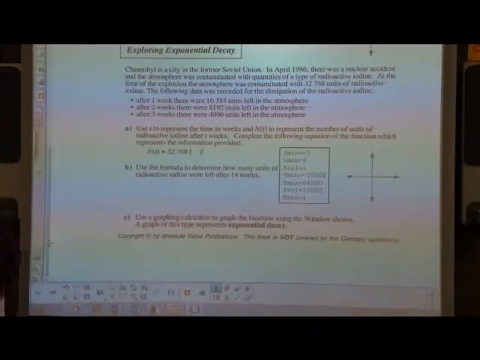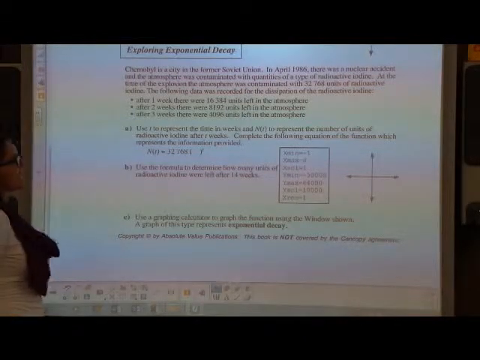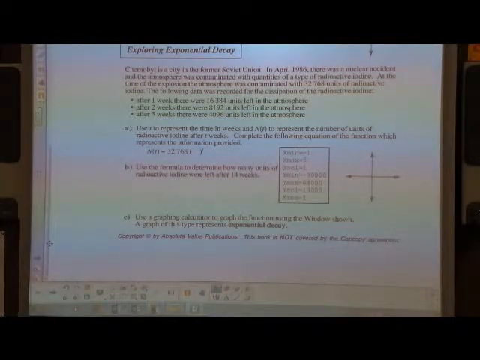Then we have exponential decay. So this is before your time. Chernobyl was a city in the former Soviet Union, and in 1986 there was a nuclear accident. When they talk about nuclear power and the risks with it, it's because of what happened at a place like Chernobyl. The atmosphere was contaminated with quantities of radioactive iodine, and radioactive iodine in these quantities causes cells to become cancerous far more readily than in normal conditions.